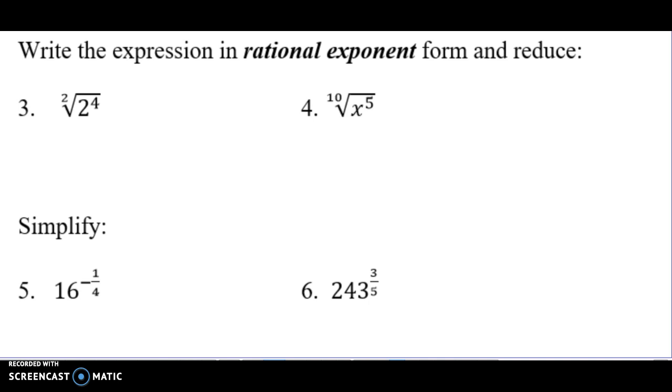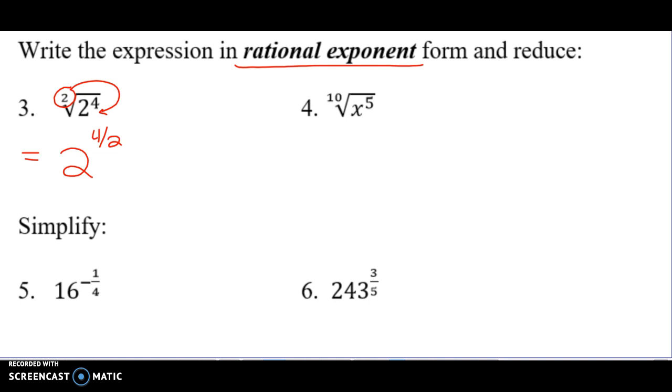Okay, number 3. Once again, there's that vocab. Write it as a rational or fractional exponent. So 2 to the... Now remember, if you don't remember, look up top. But the radical goes to the bottom of the exponent fraction. So this is 2 to the 4/2.